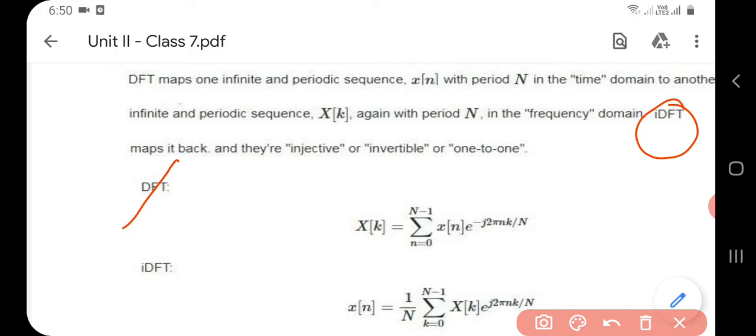So if you have this DFT, that is x of k equal to summation from n equal to 0 to N minus 1 x of n e raised to minus j 2 pi n k by N, then IDFT, or inverse DFT, will be x of n equal to 1 by N summation from k equal to 0 to N minus 1 x of k e raised to j 2 pi n k by N. So x of k stands for the DFT representation, and IDFT gives x of n. Time domain to frequency domain is DFT, and if you want to reverse it back we can use IDFT.